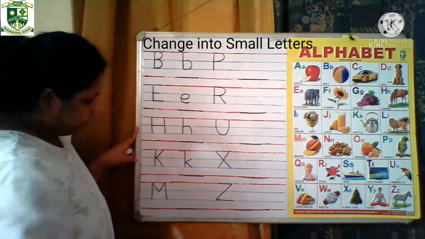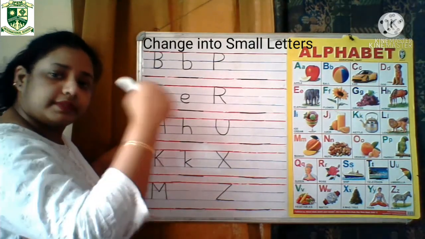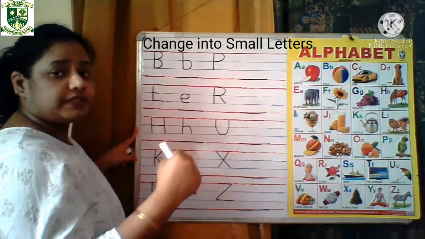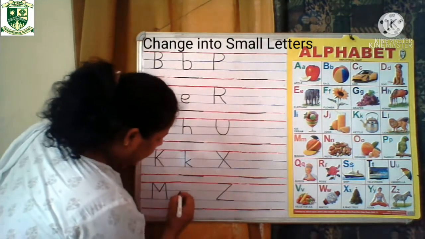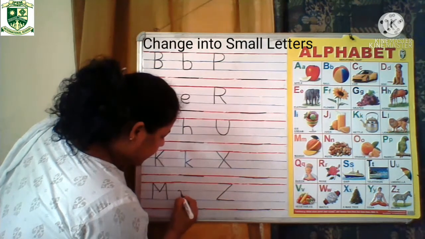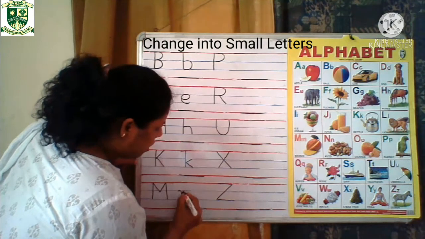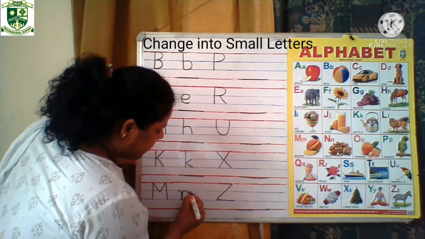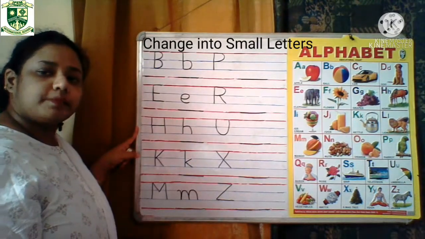Okay, children, now this is what? Capital M. Now how will we write small m? Just as I told you in your previous class, like mountains, curving mountains. So again, first give a small curve and a standing line in between the two blue lines. Then again take it on top, make one curve and two curves. Okay, this is how we'll write small m.